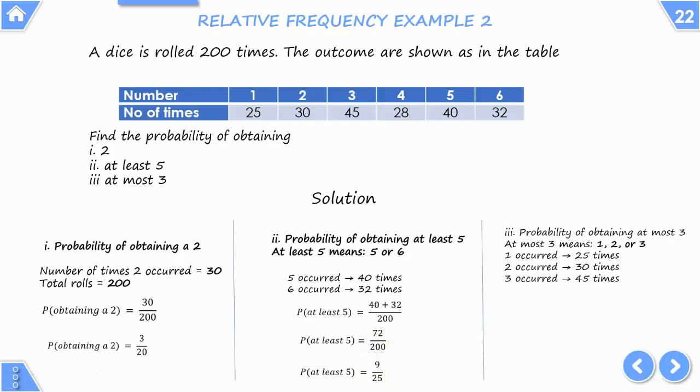Now, the probability of obtaining at most 3. The highest you can go is 3. Anywhere you find at most, it means less than or equal to. So 1 occurred 25 times, 2 occurred 30 times, and 3 occurred 45 times. You add them all over the total trials, and that gives us 100 over 200.